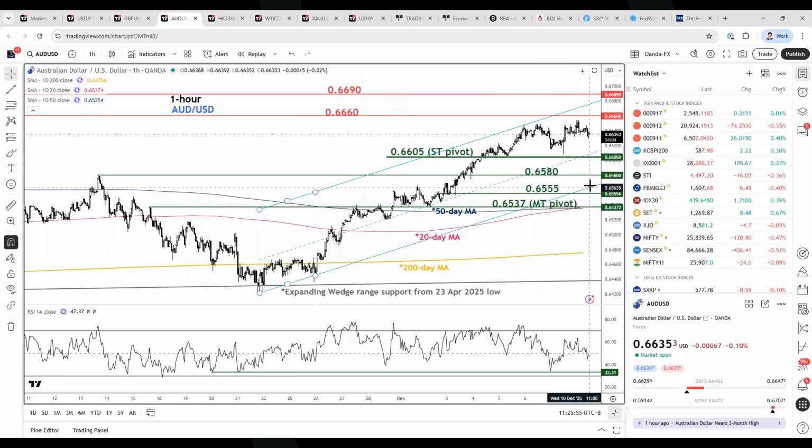back towards the lower limit of this minor ascending channel that has been in place since 21st of November, 65.80/65.55 right over here, and also maximum 65.37. So that is our key medium-term pivotal support level, which confluence with the intersection between the 50-day and the 20-day moving average. So that's for the Aussie dollar.